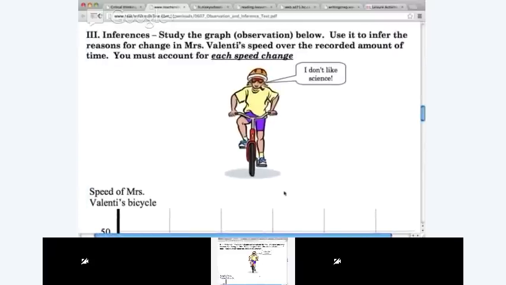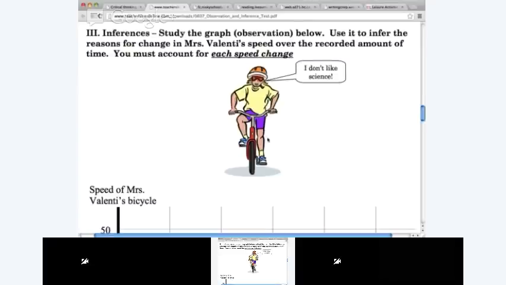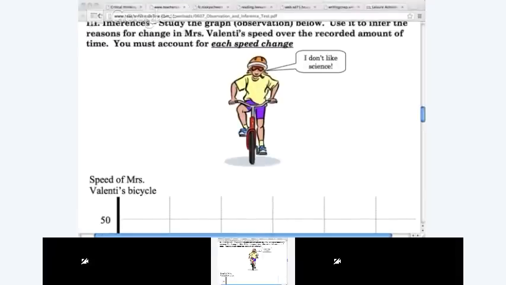Okay, now let's make inferences again. Looking at this graph, study the graph and the observation below. Use what you see below to infer the reasons for change in Mrs. Valente's speed, who is this person right here, over the recorded amount of time. So infer the reason why her speed changes over a period of time while she is riding her bike. Okay?